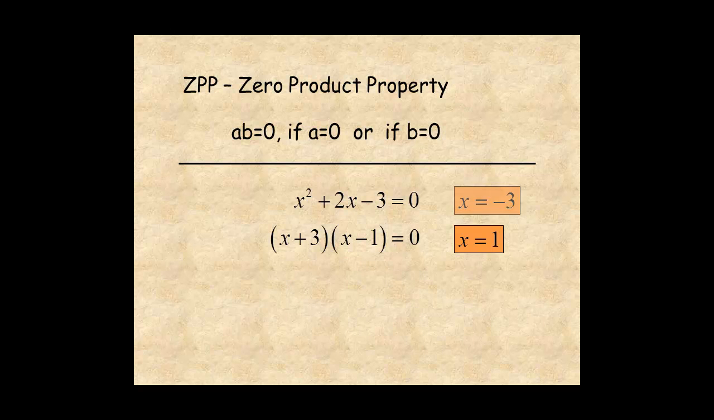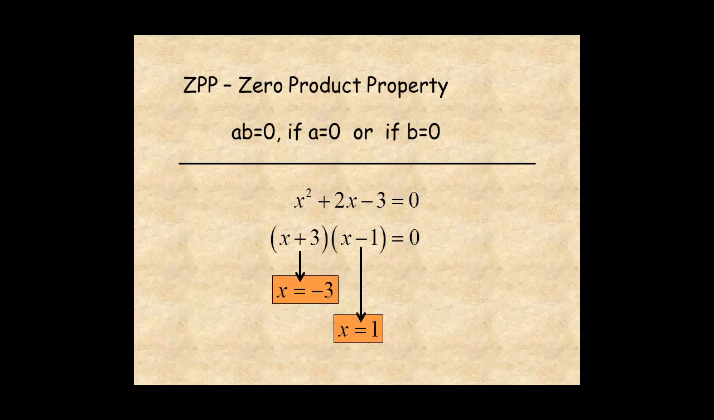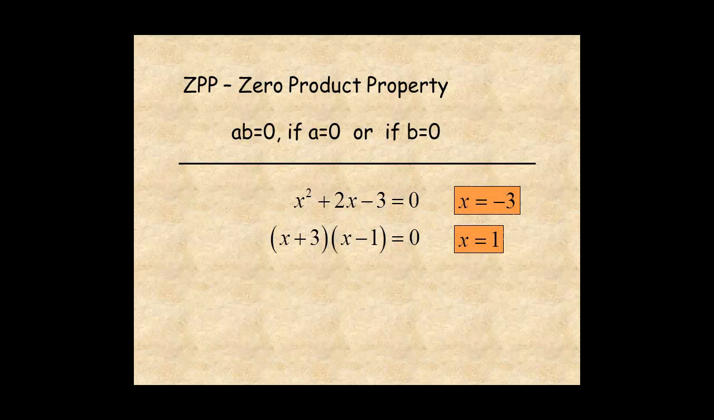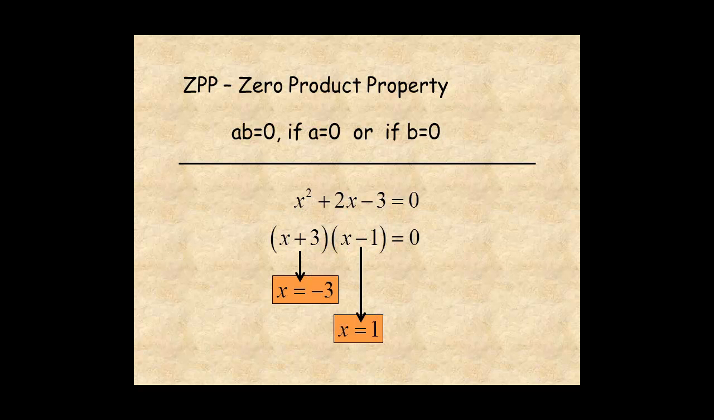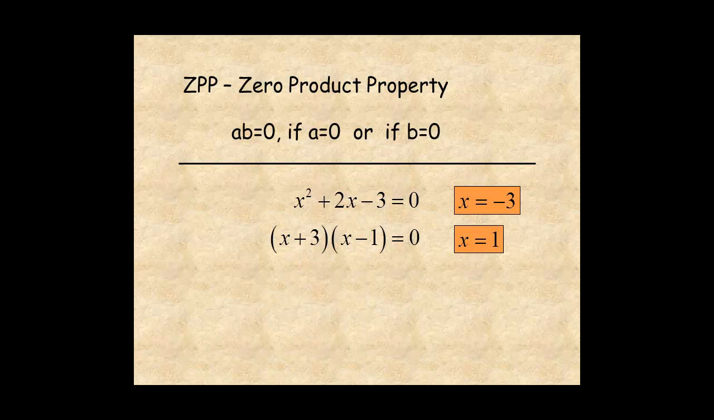So x equal negative 3 makes the first factor equal to 0, and x equal 1 makes the second factor equal to 0, which makes the product of the factors equal to 0. So they are solutions of the equation. So to solve a quadratic equation with the zero product property, factor the quadratic expression and find values of the variable that make each of the factors equal to 0. These are the solutions of the equation. And remember to check the solutions.